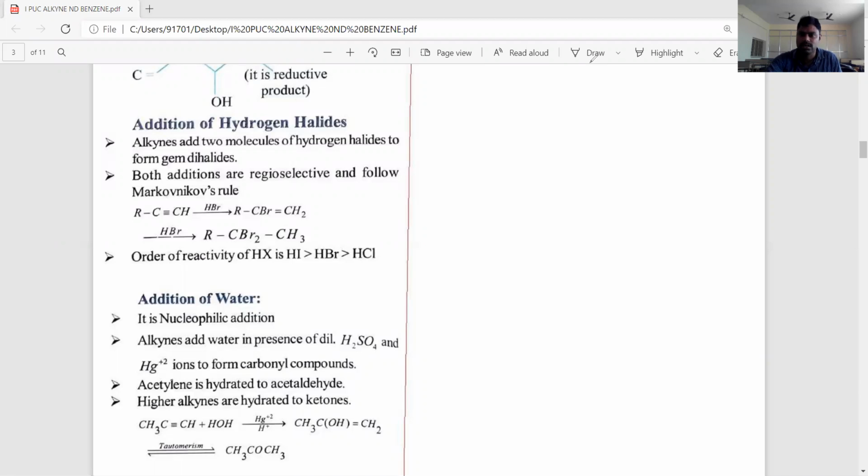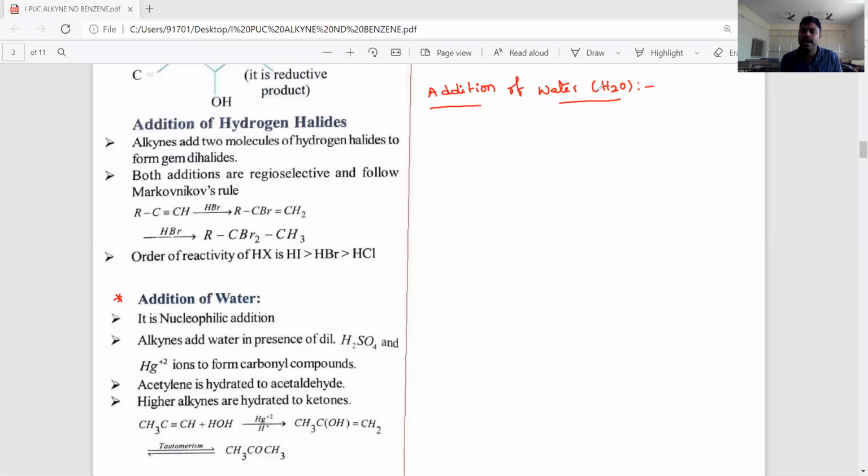Next, addition of water. Let's see this chemical property, addition of water. The water molecule H2O we have to add to the alkynes.